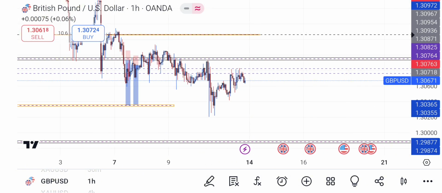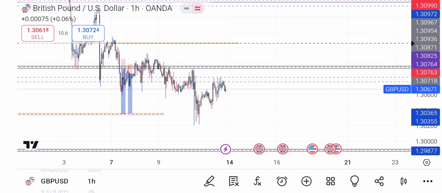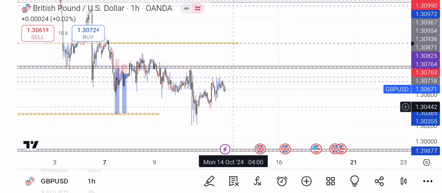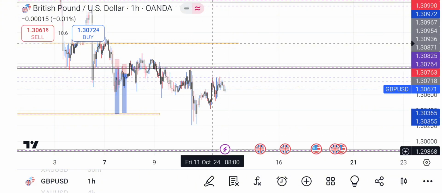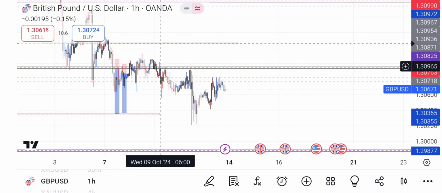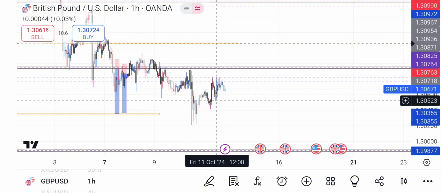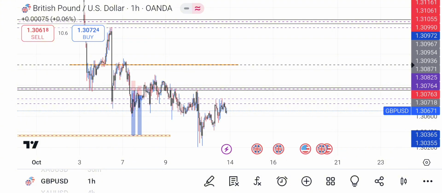So for this week, it's still the same thing. I will be waiting for this market to break above or below this region, from this minor level to this major level. I will be waiting for the market to break above or below one of them before I start thinking of entering the trade. So I don't want this video to be too long.